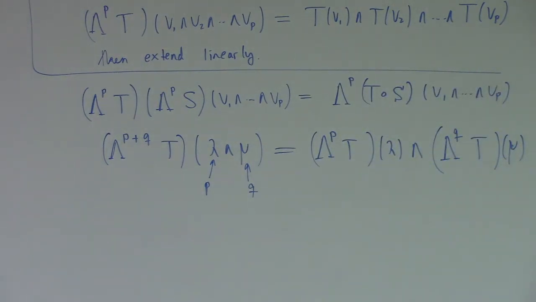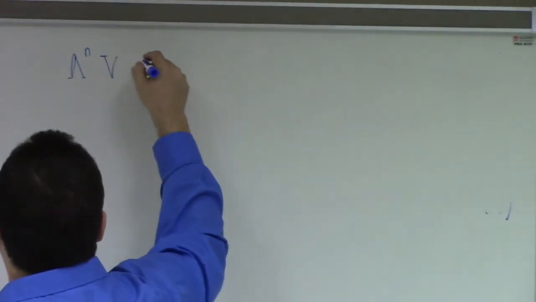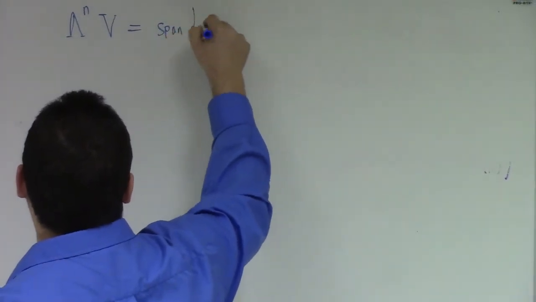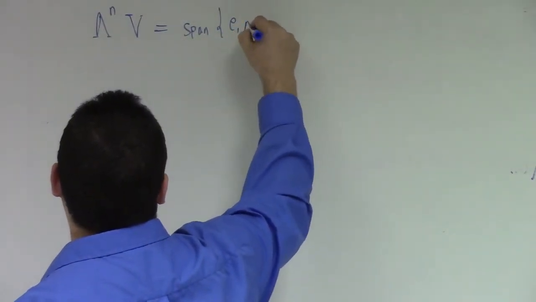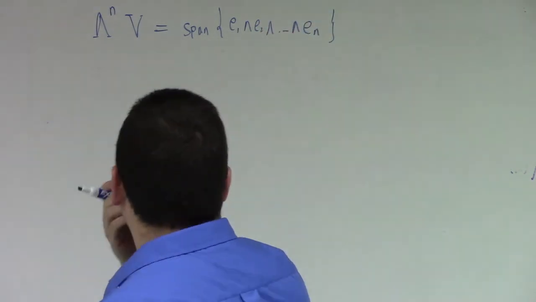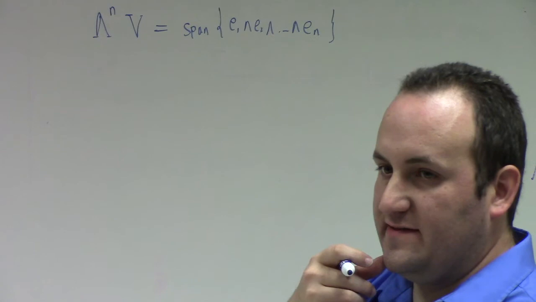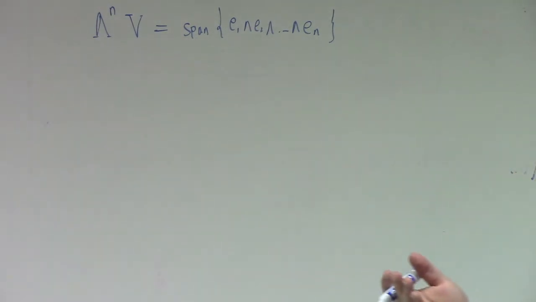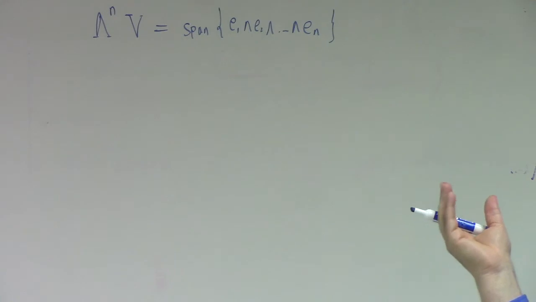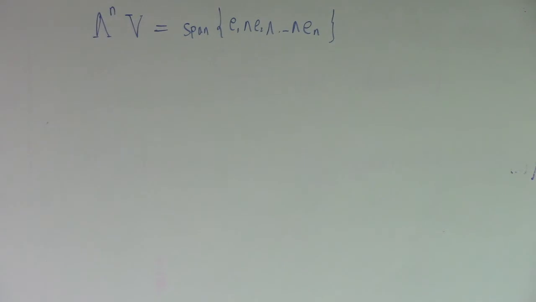So what happens when we look at, for example, the N forms? What do the N forms look like? If we look at the N forms on V, what does that look like? That's the so-called top form on the vector space. There's just one of them. If you have anything beyond that, you have to repeat, so it's 0. So that's the highest form that you can build over the vector space.